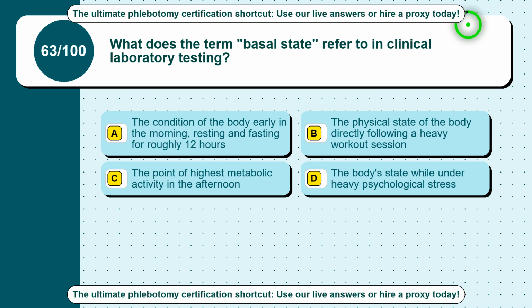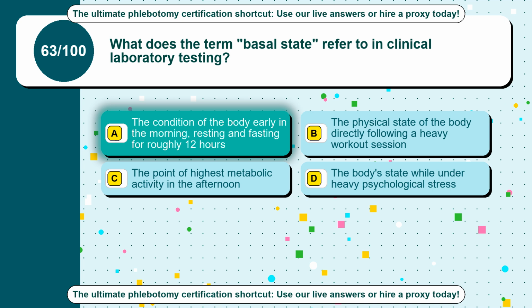Question 63. What does the term basal state refer to in clinical laboratory testing? Option A. The condition of the body early in the morning, resting and fasting for roughly 12 hours. Option B. The physical state of the body directly following a heavy workout session. Option C. The point of highest metabolic activity in the afternoon. Option D. The body state while under heavy psychological stress.